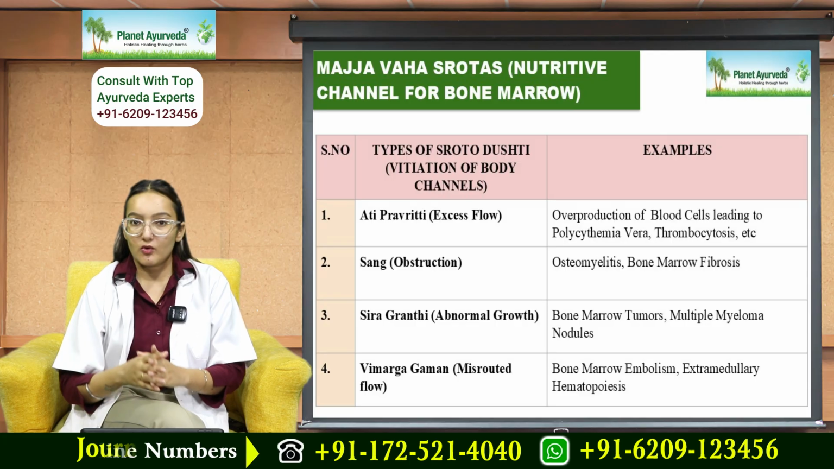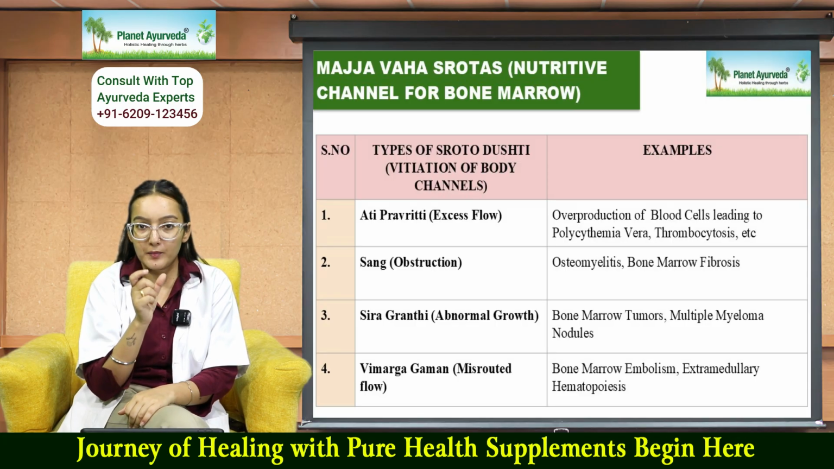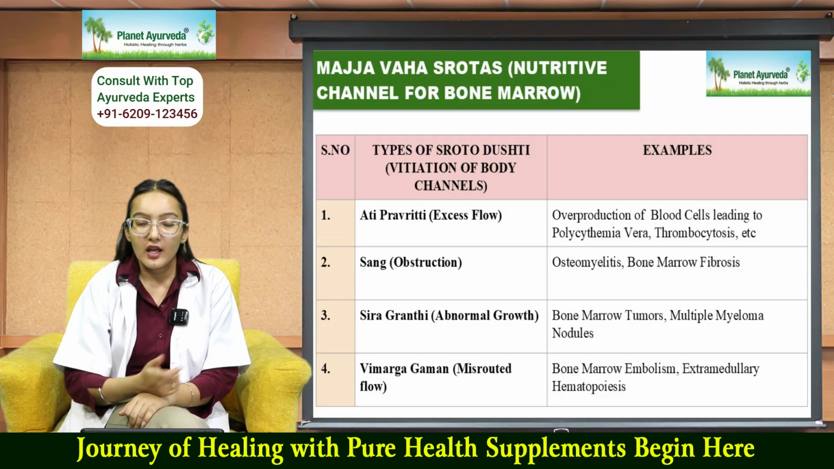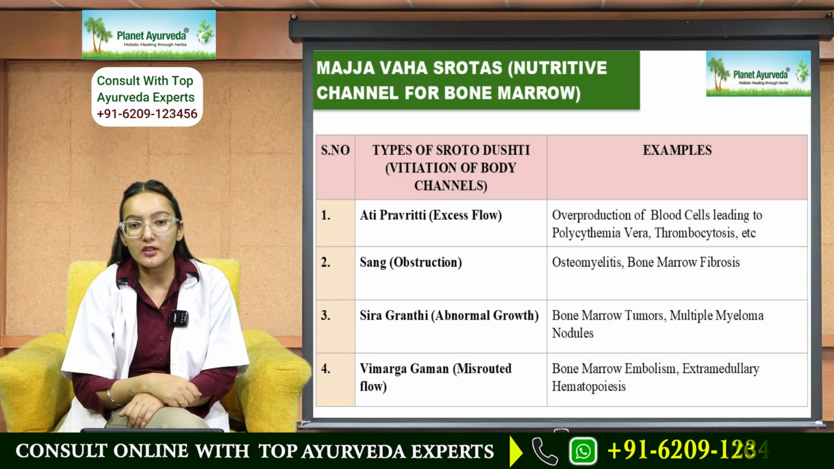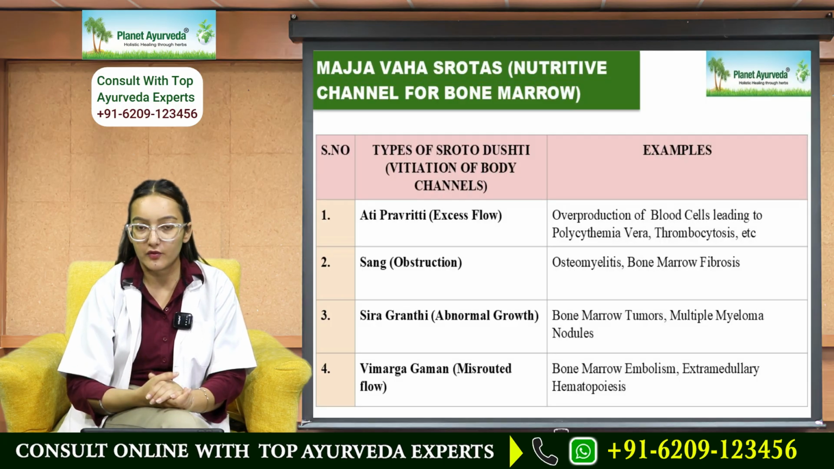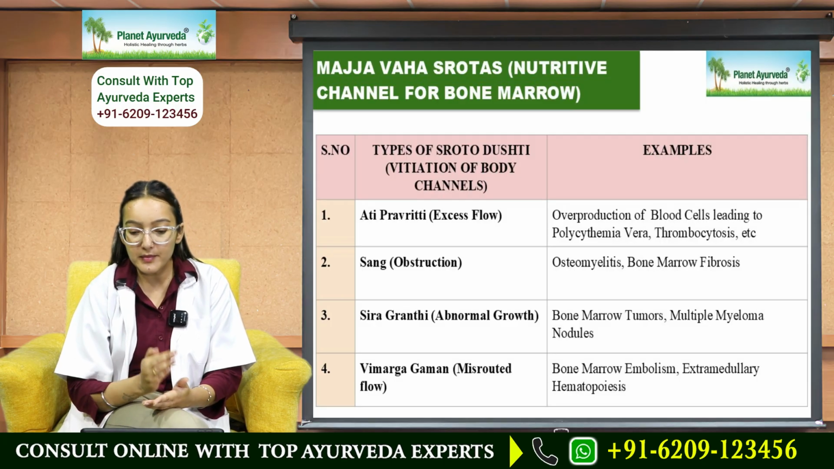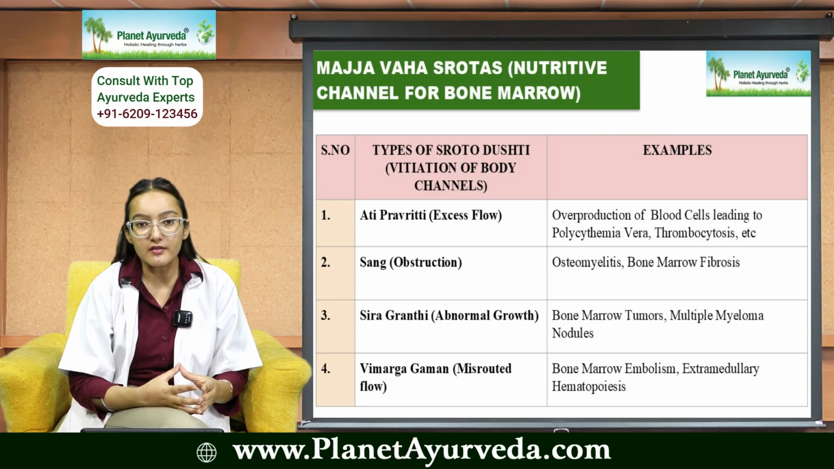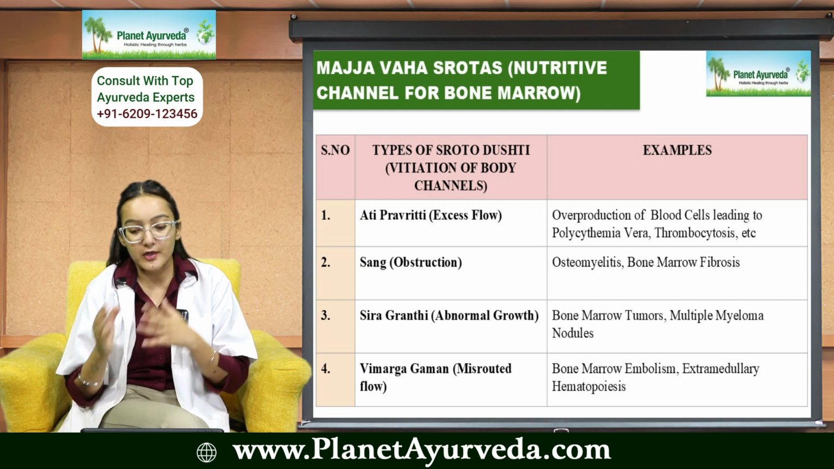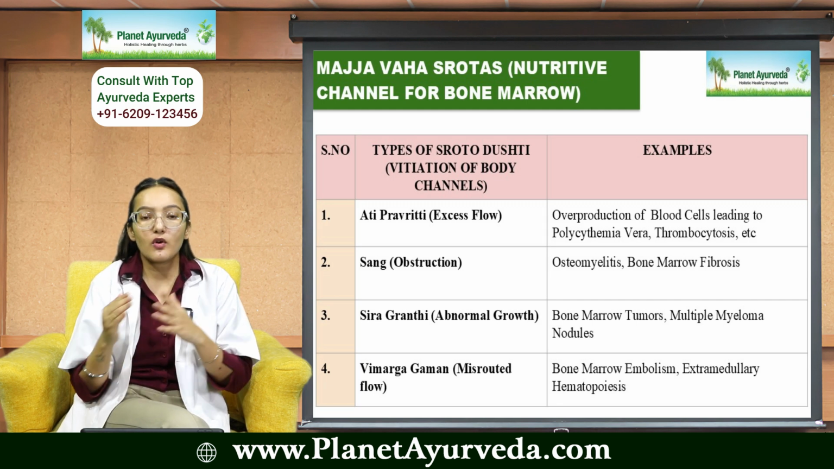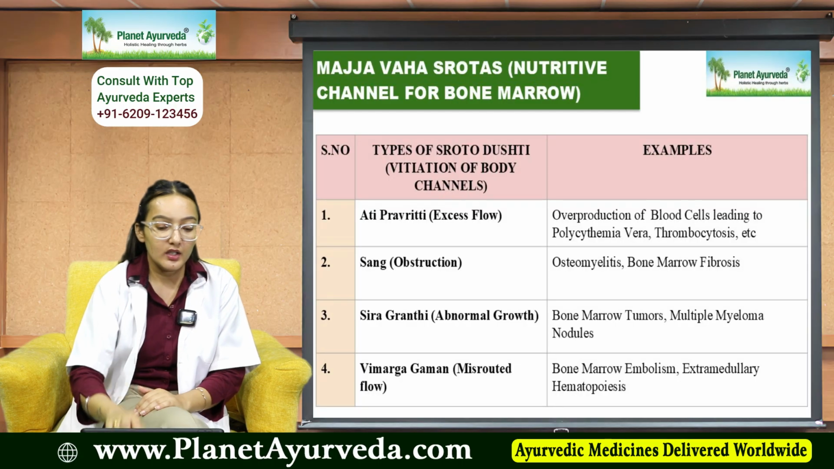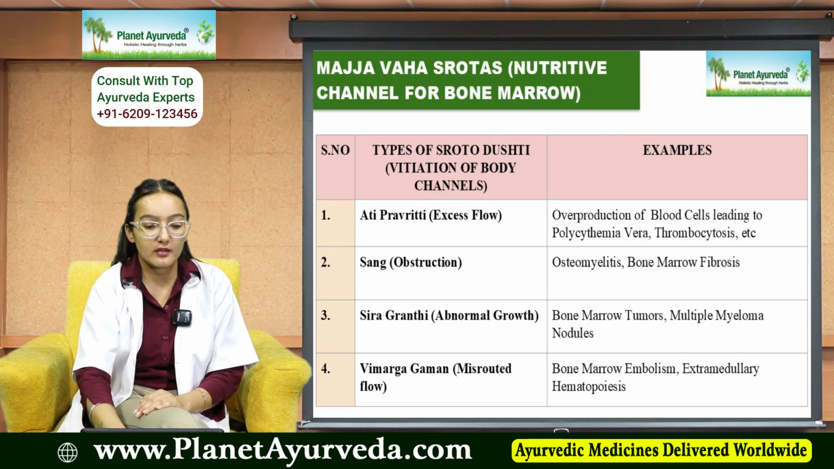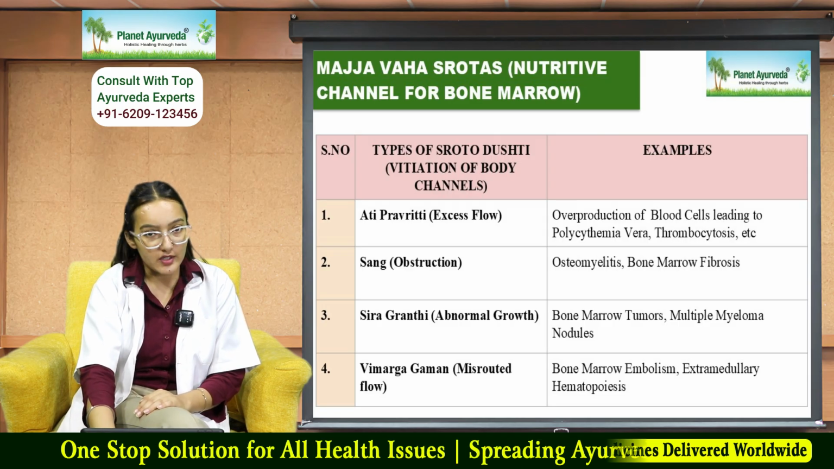What happens in bone marrow embolism? The tissue of bone marrow goes into the blood capillaries or artery, and they further lead to obstruction there and lead to various kinds of disorders. Then comes extramedullary hematopoiesis. So the production of RBCs happens extramedullary, which means out of the bone marrow tissue. So these are the various examples of vitiation of body channels related to Majjavaha Srotasa.